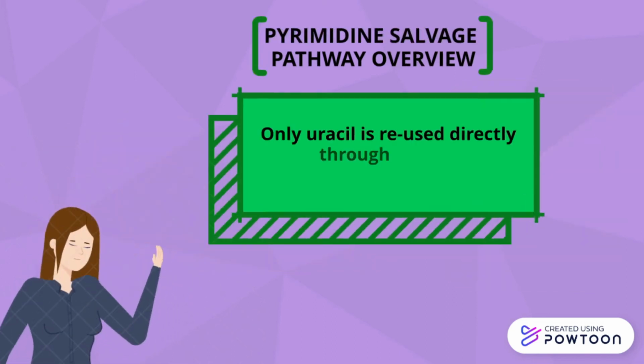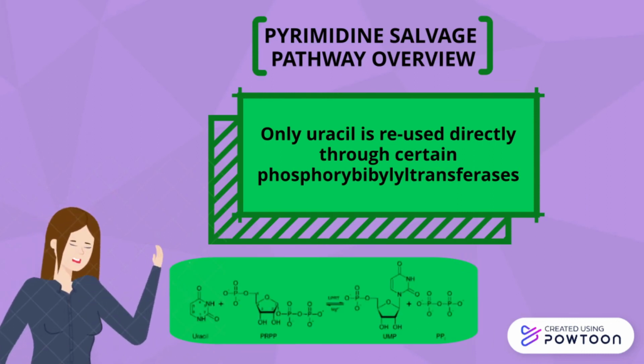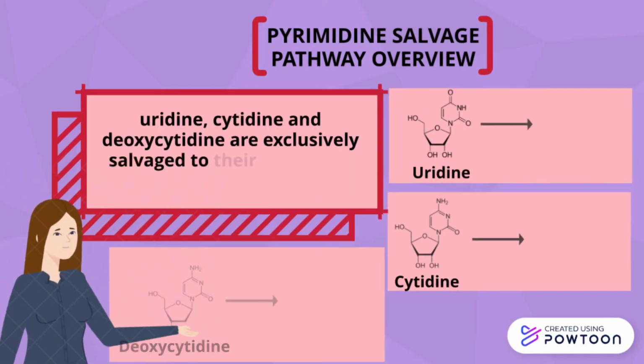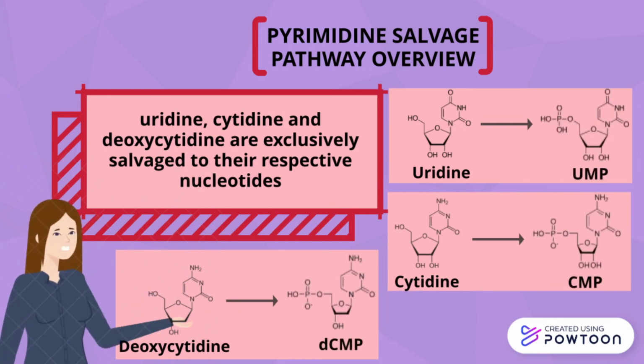Basically, only uracil is reused directly through certain phosphoribosyltransferases. Uridine, cytidine, and deoxycytidine are exclusively salvaged to their respective nucleotides.